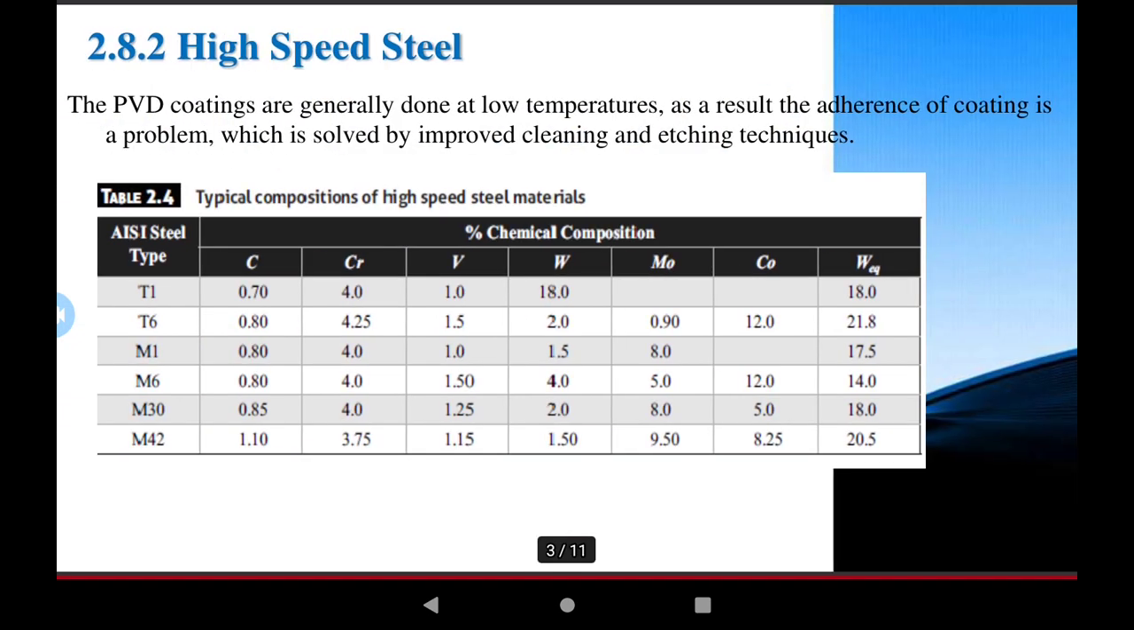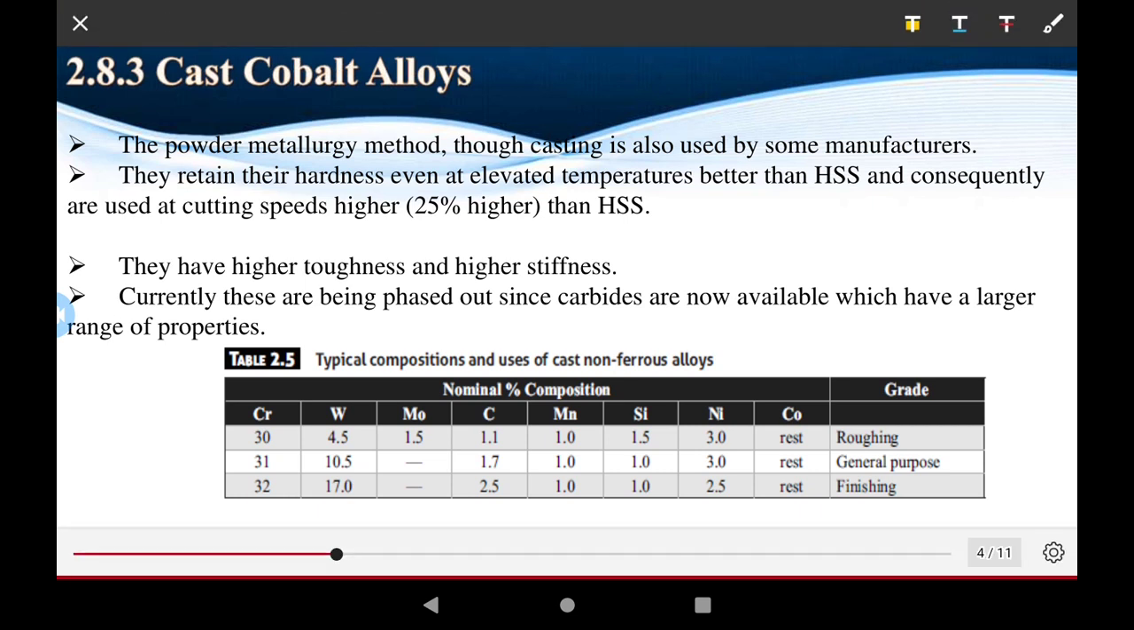The first composition is chromium 30%, tungsten 4.5%, molybdenum 1.5%, carbon 1.1%, manganese 1%, silicon 1.5%, nickel 3%, and the rest all cobalt. This grade is used for roughing.